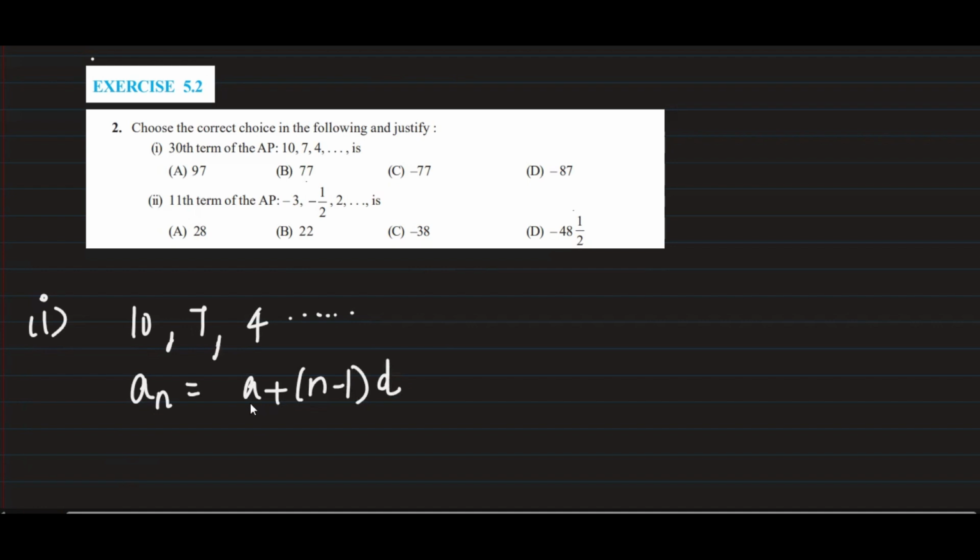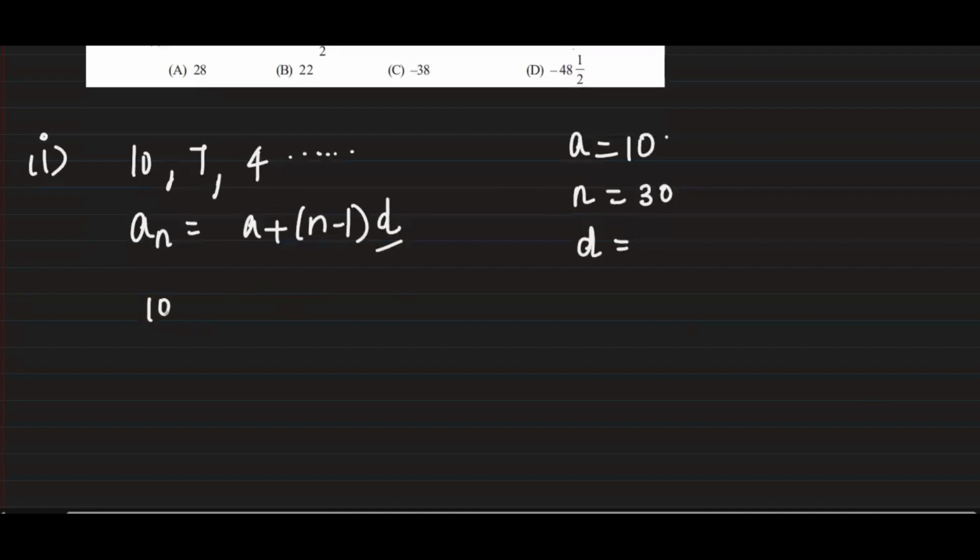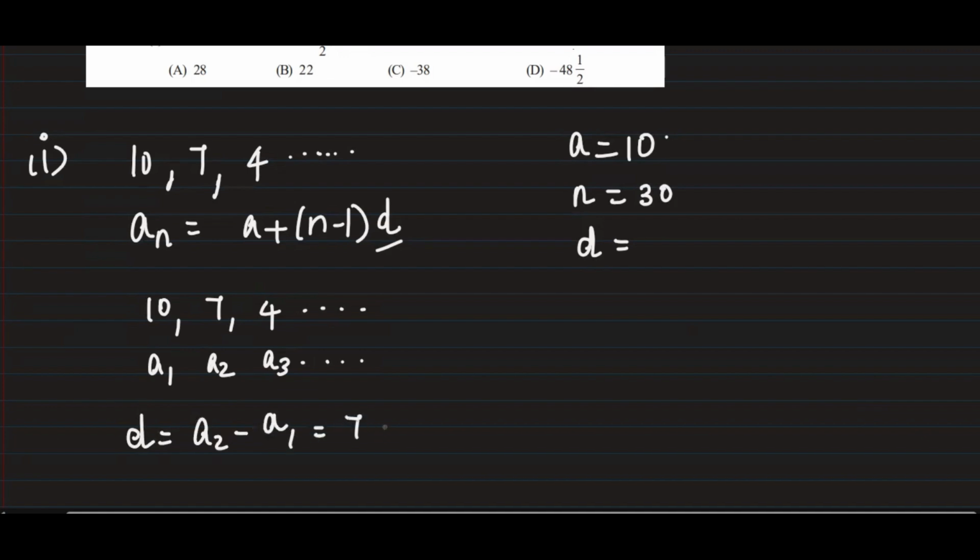So we need a. a is the first term, so a is equal to 10, which is given. And we need n now. We need to find the 30th term, so n will be 30. And we need d also. d is not mentioned, so we'll have to find d. So 10, 7, 4, and so on. Let's say a1, a2, a3, and so on. So the d value is equal to a2 minus a1, which is nothing but 7 minus 10, which is equal to minus 3. So d value is equal to minus 3.